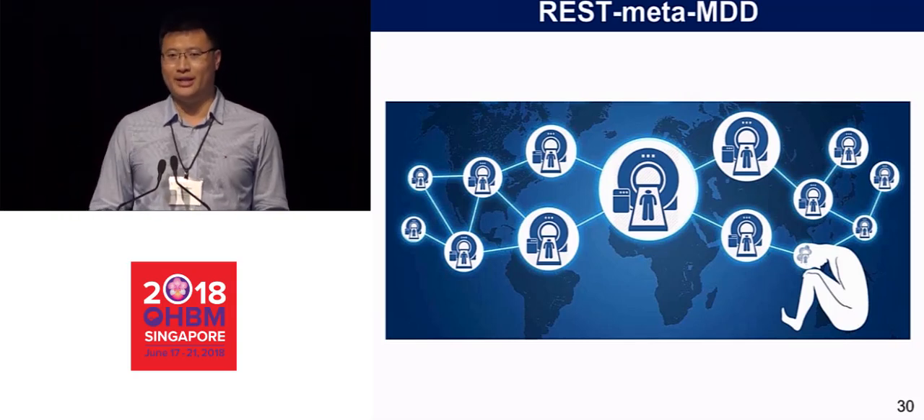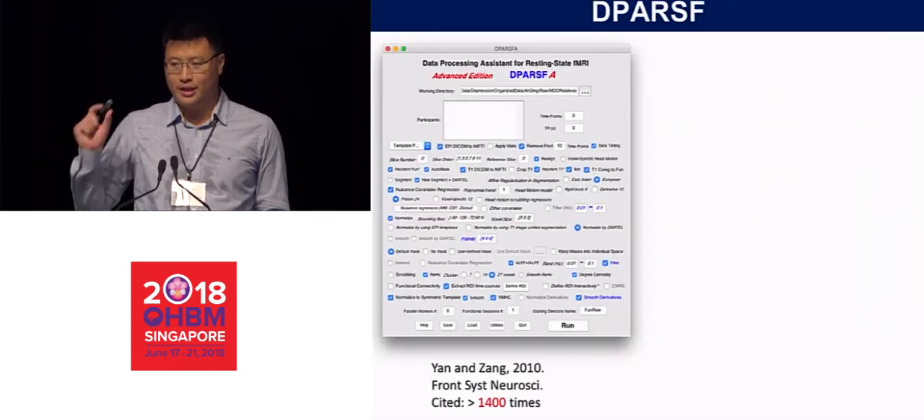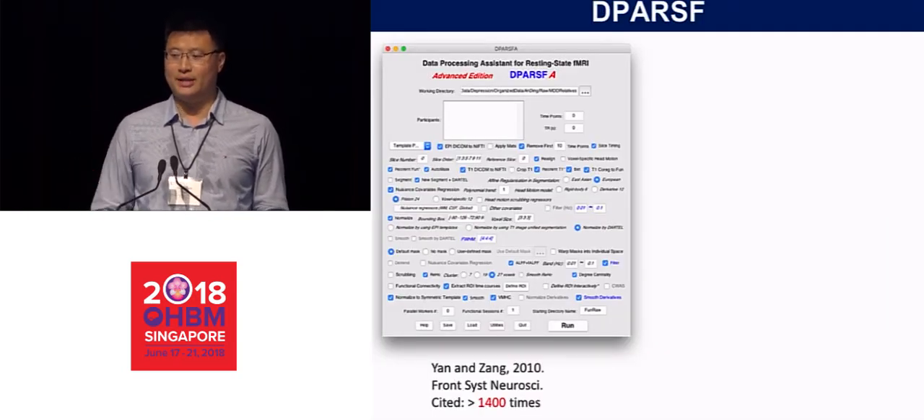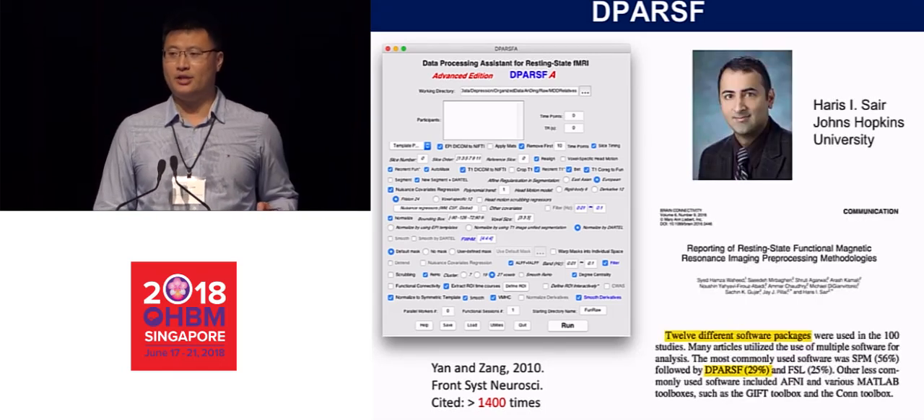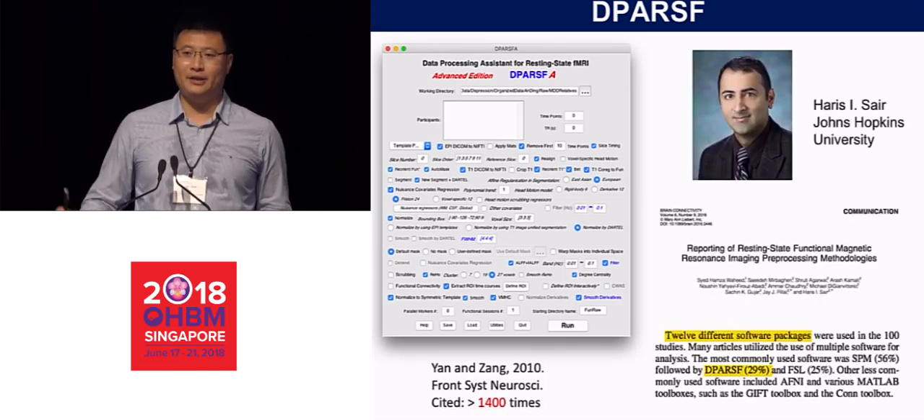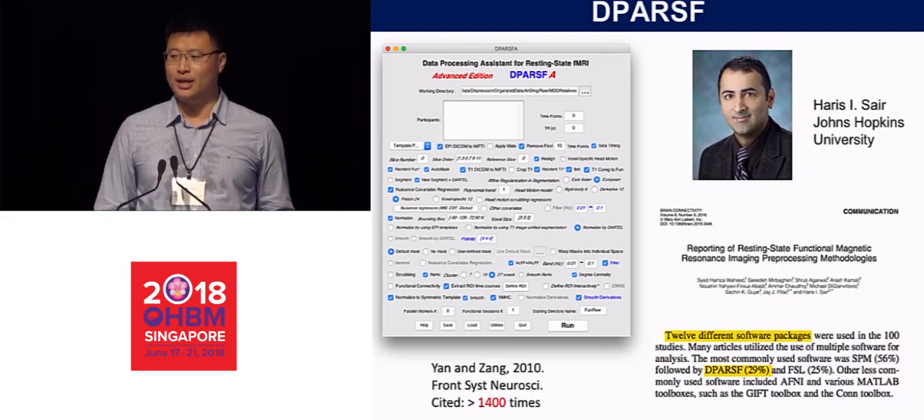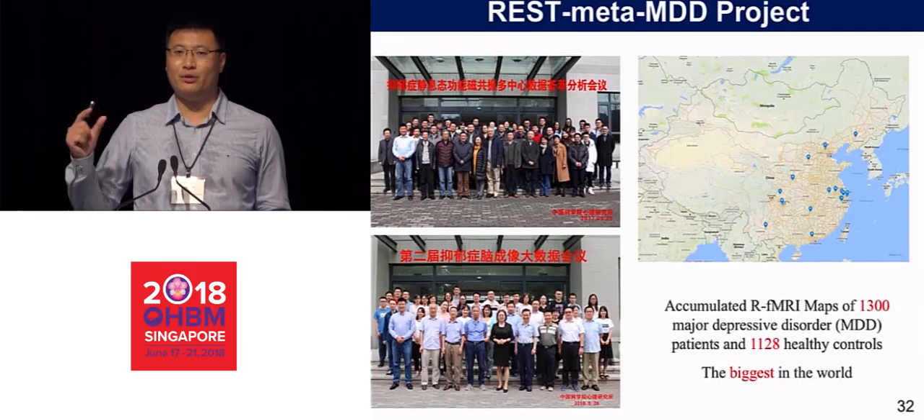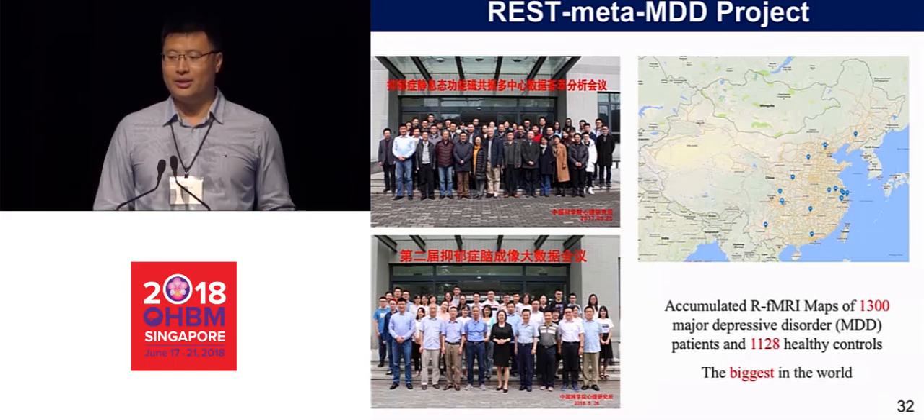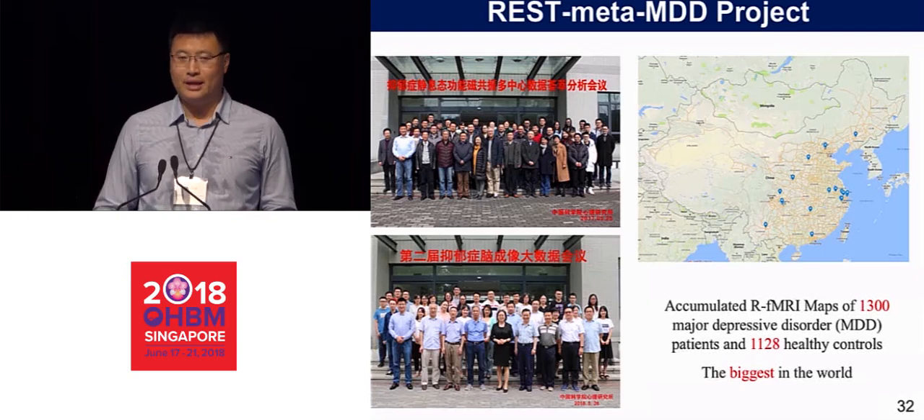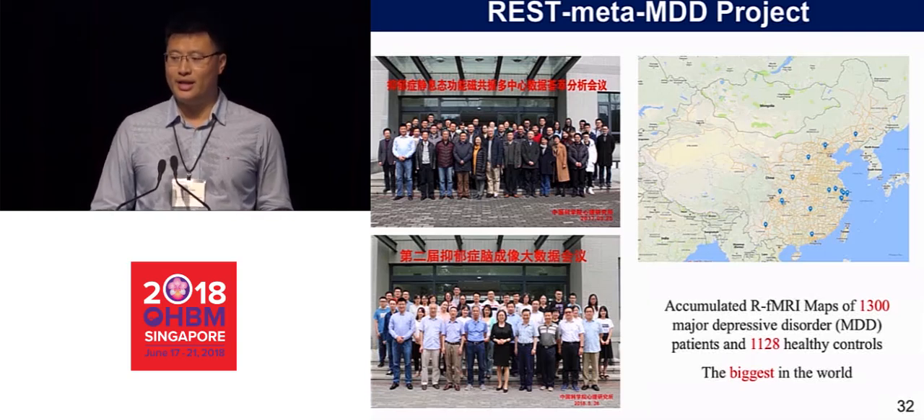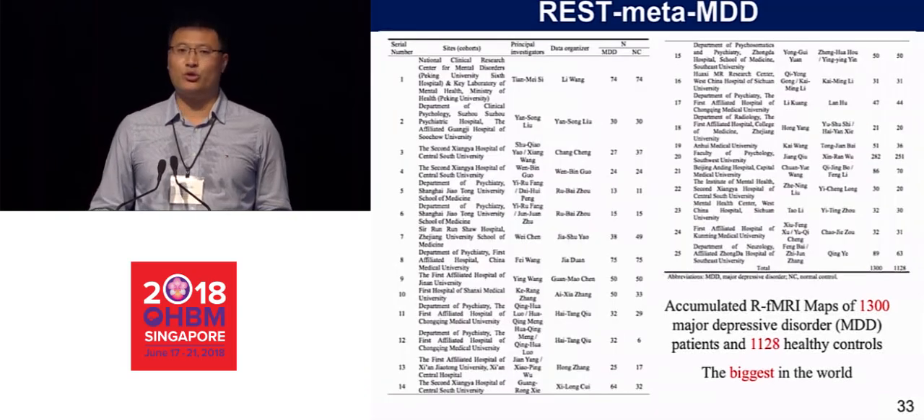And one step further is we just want to show some other example in the field. We just want to do something in depression. I don't want to mention how important depression is, but we just figured out using our software. Some people said this software is the second leading software in the resting-state field. So we identified our users who are doing depression studies. We emailed them. We have some conferences. So they uploaded the standardized processed maps to us. So we accumulated 1,300 MDD patients and 1,128 healthy controls, the biggest as for now, and it has 25 cohorts.